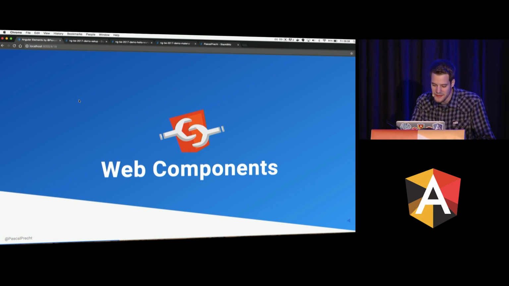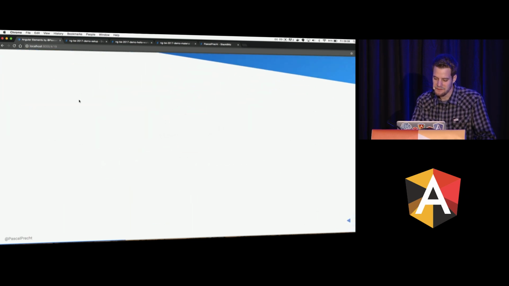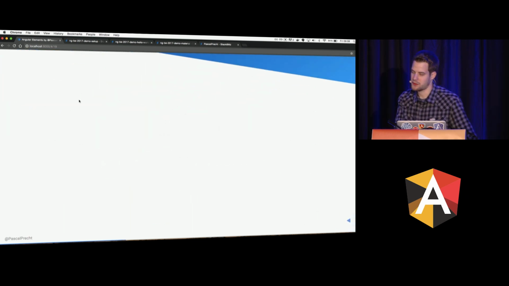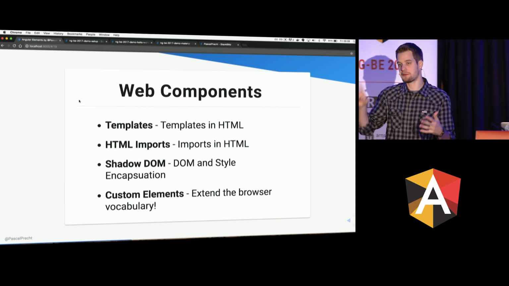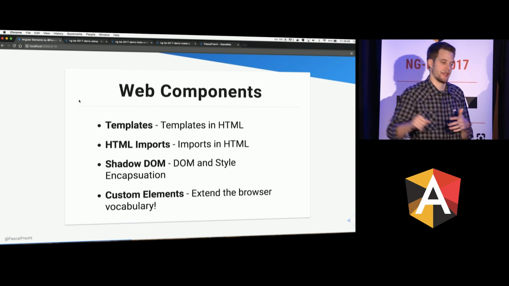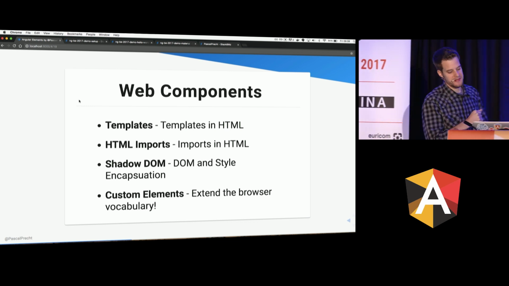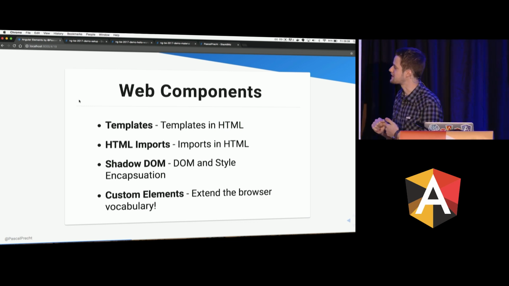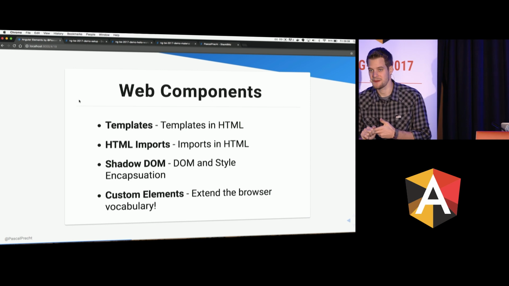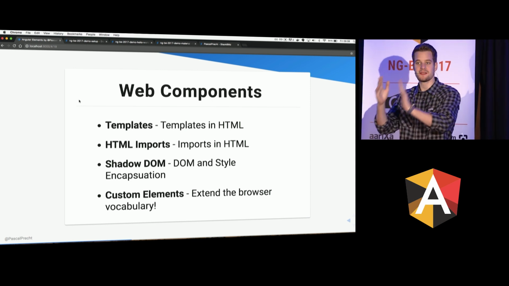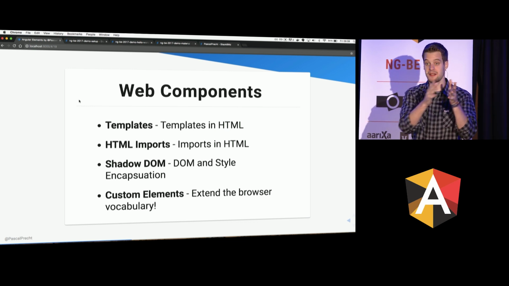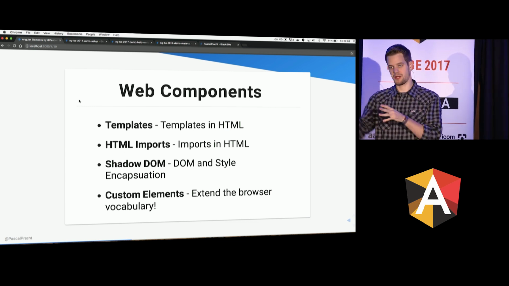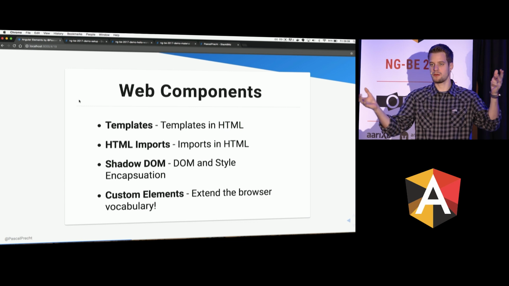So web components is a technology, or rather, actually an umbrella term for four different technologies, four different specifications, right? There's HTML templates, there's HTML imports, there's shadow DOM, and there's custom elements. These are all different specifications, and you can use all of them independently. You don't have to use all of them. You can just pick one if you want. You can pick two if you want, or use all of them.